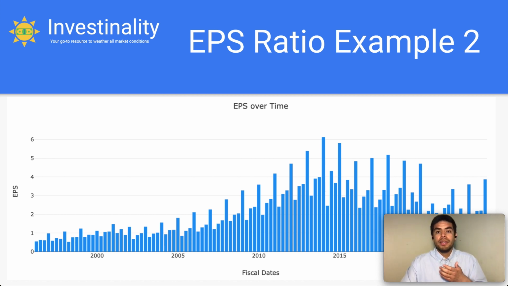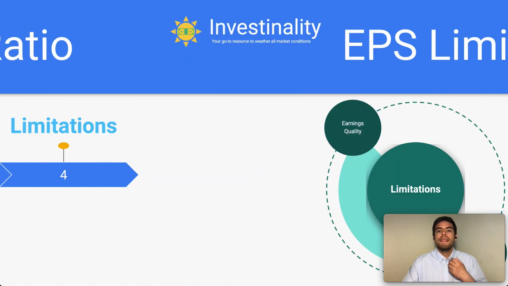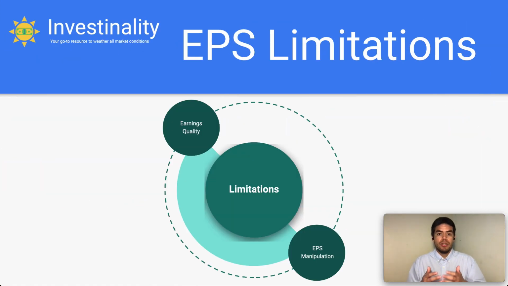Great, now that we've gone through that, we also have to consider some of the limitations the EPS ratio has. So two of the limitations I'll go over are the earnings quality and the ability of a company to manipulate the EPS. So regarding the earnings quality, certain values that go into the earnings are controlled by the company, in which case if a company misrepresents the amount of earnings that it's making, the EPS would not be a reliable metric of how well the company is actually doing.